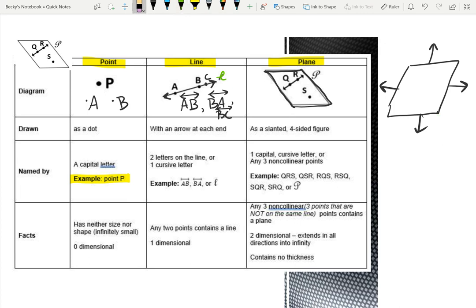Now within that plane, you have points and lines. Now, can you have lines without points? And you say no. So I'm going to put a bunch of points on here.